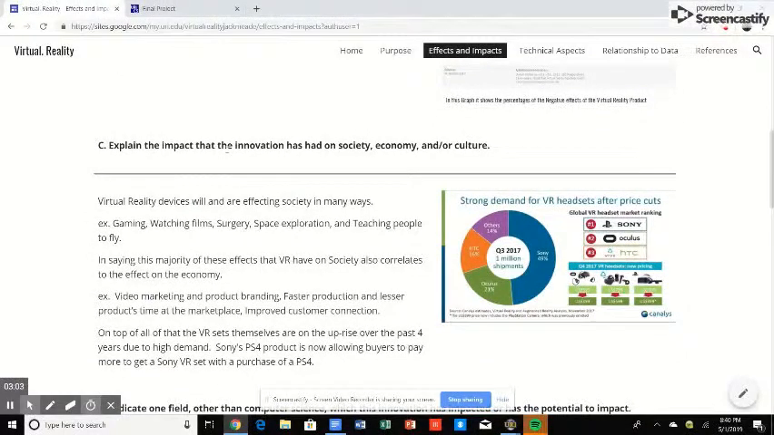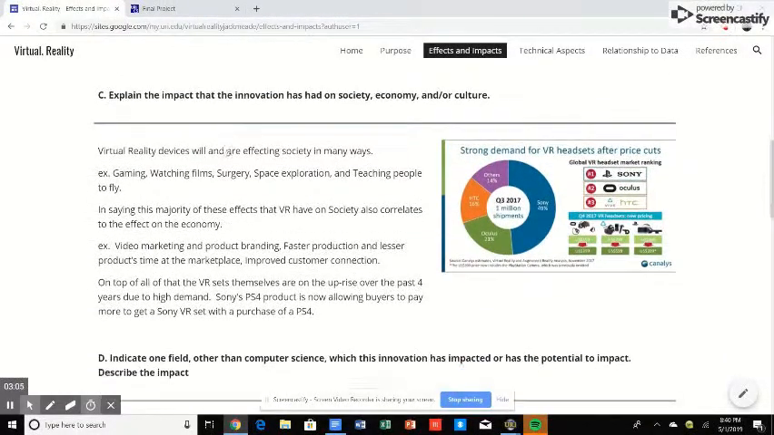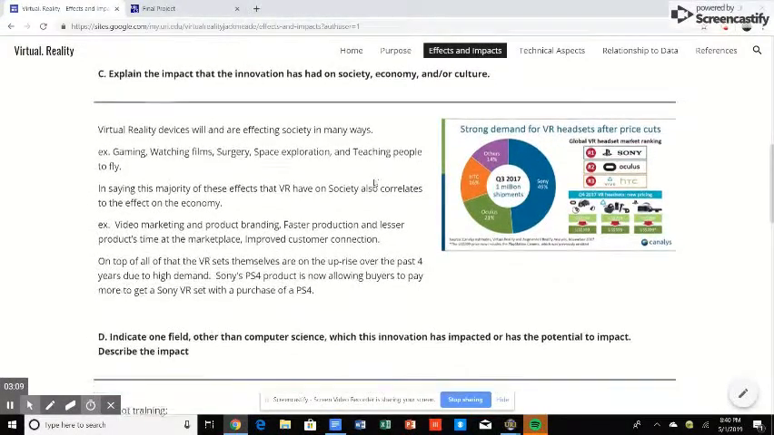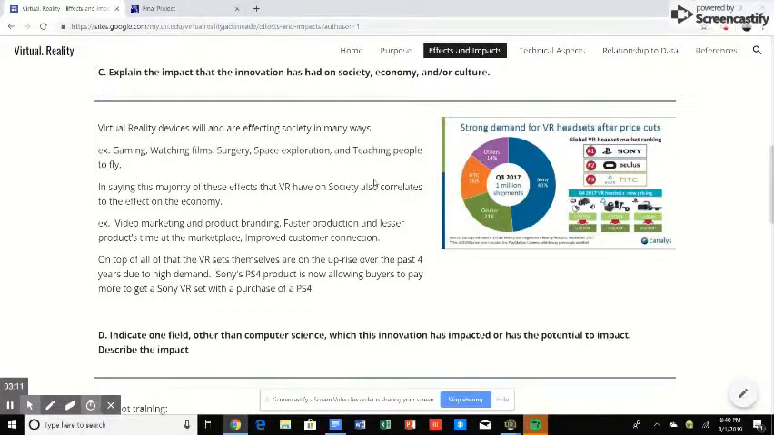For part C, it was to explain the impact of the innovation on society, the economy, and culture itself. I think it has a very high impact on society and economy because the virtual reality world is becoming bigger with gaming and watching films and other things such as space exploration, like I was talking about with NASA.